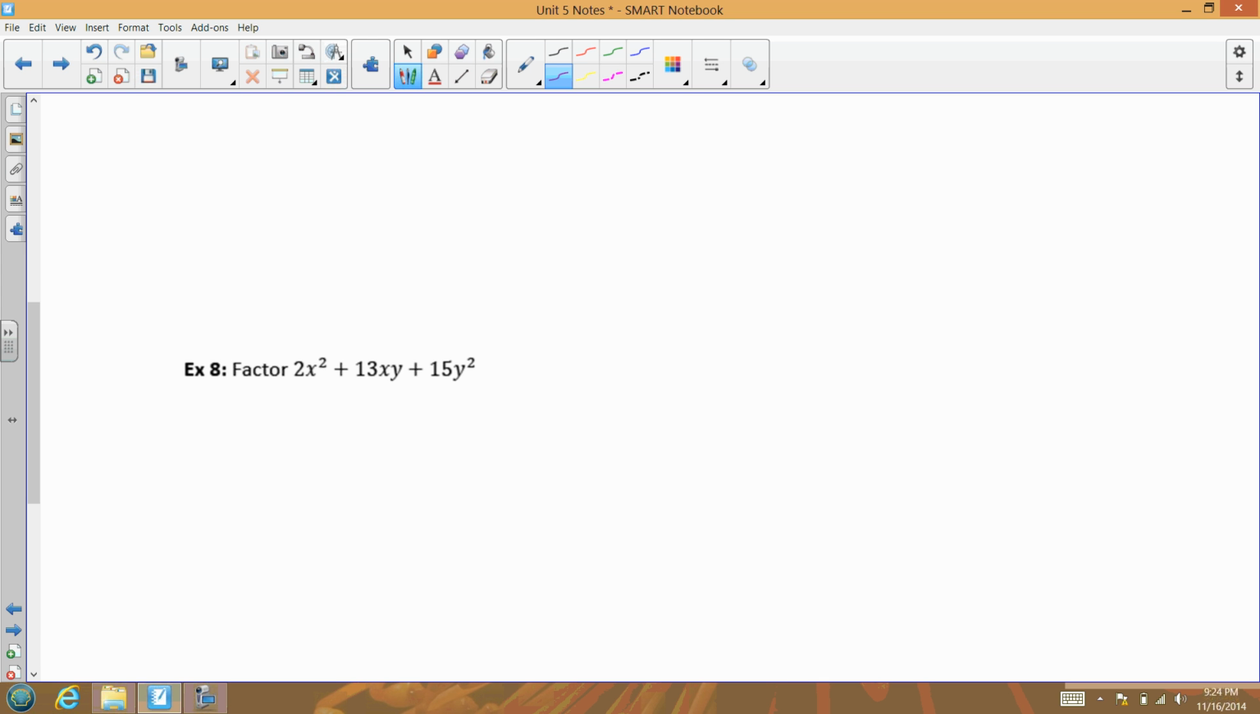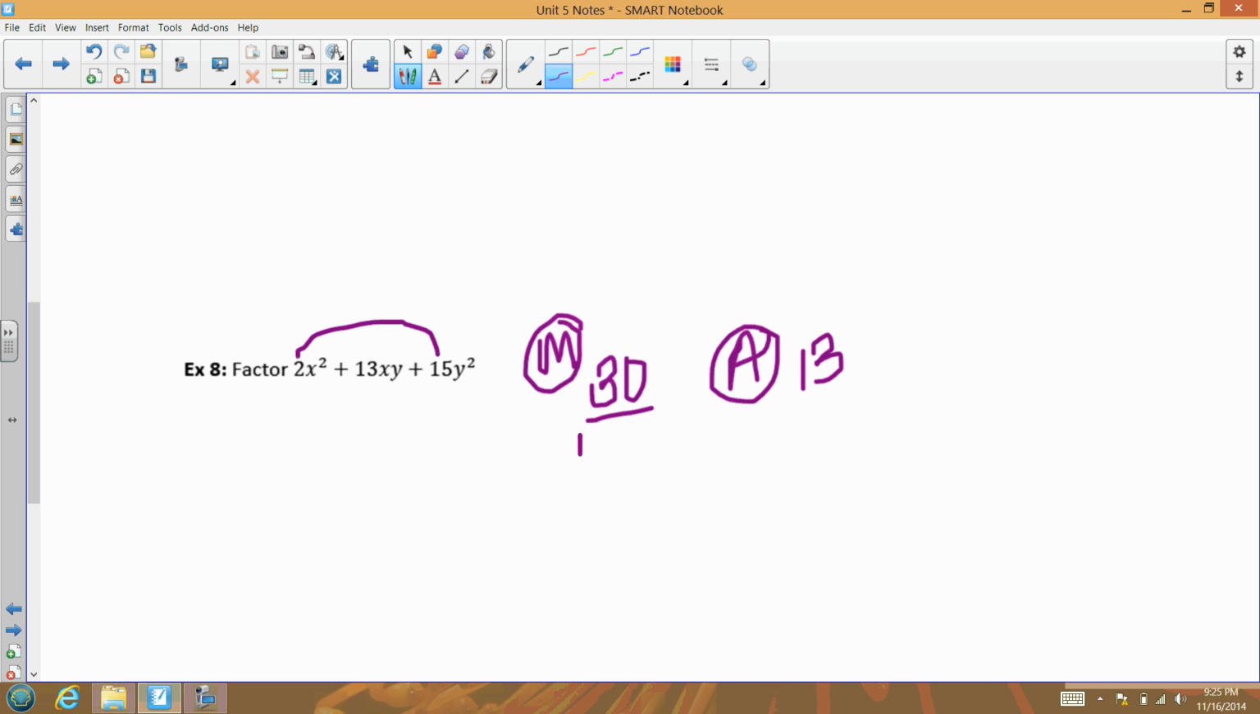But we're going to start it off the same way, where we're just going to focus on the numbers, and then we'll worry about putting that y in there as we do the problem. So I'm looking for numbers that multiply to 30, and they have to add to 13. So 30, I have 1 and 30, 2 and 15, 3 and 10, 5 and 6.